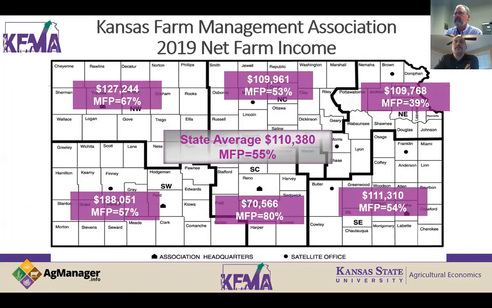Looking across the state, the average, as Kevin mentioned before, the state net farm income average was 110,000. Of that, about 55% was market facilitation program payments. And that percentage of net farm income varied throughout the state from a low of 39% in the Northeast Association to a high of 80% in the South Central Association. So MFP had a very big impact on net farm incomes for the year.